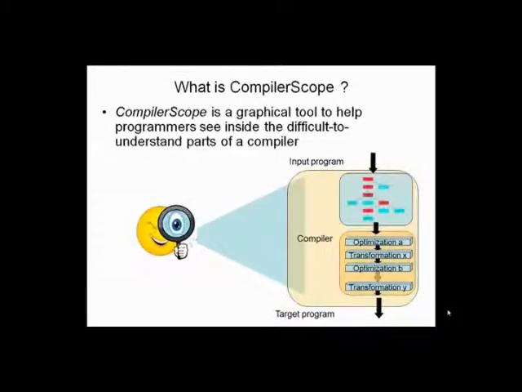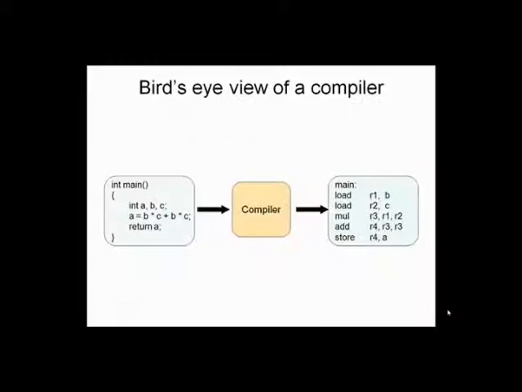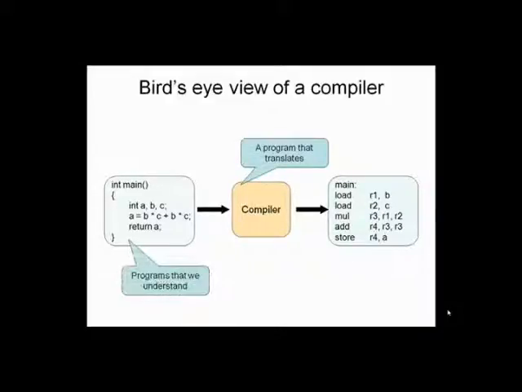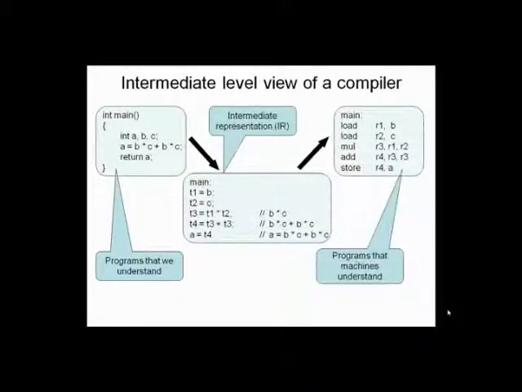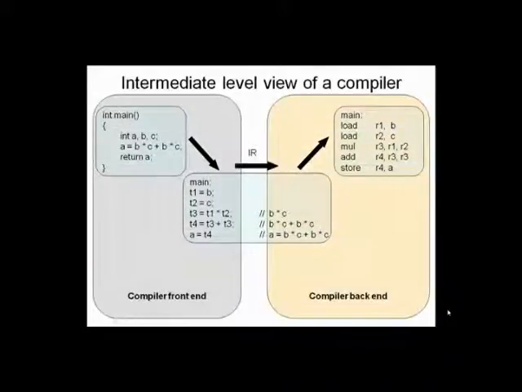CompilerScope is a graphical tool that helps you look inside the difficult to understand parts of a compiler. Let's start with the bird's eye view of a compiler. A compiler is a program that translates the program written in high-level languages like C, Java, etc. that we understand into the low-level programs like assembly code that the machine understands. Zooming into the details of this translation process, it is a two-step process. In the first step, the high-level program is translated into an intermediate language, which is also called IR. In the second phase, the intermediate language program is translated into the low-level program.